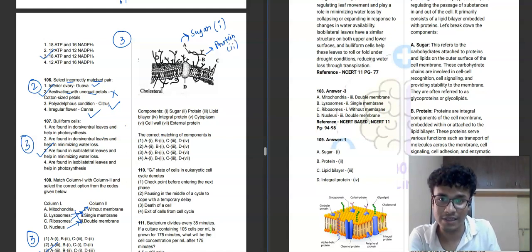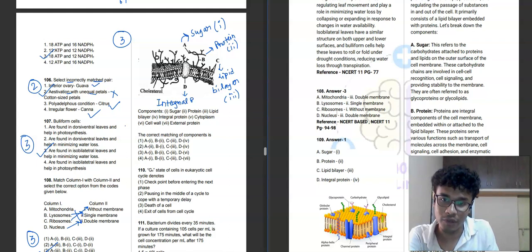C, here you can see, is the lipid bilayer. It is given as 5. Now the last is D. It is given as integral protein, and it is given as 4. If we match all the components A, B, C, D, we can see that the first option will be our correct answer for this question.